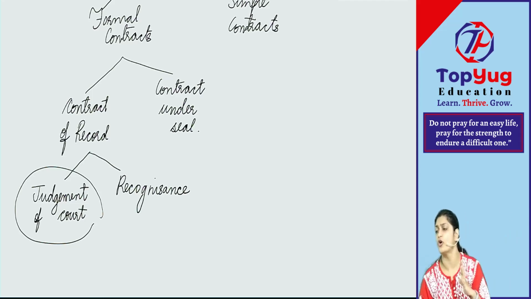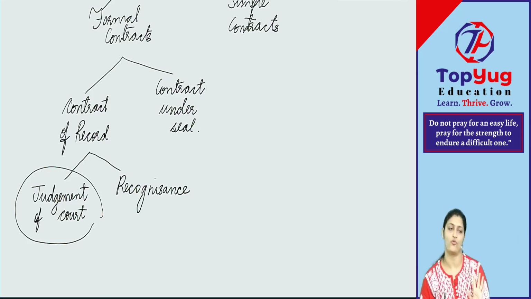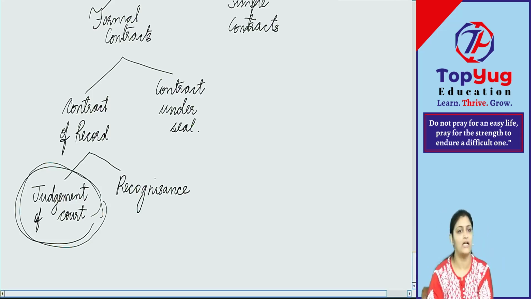There was a decision of court. There is no offer, no acceptance, nothing. But there is a relationship between two parties. How did that relationship come into existence? Because of the judgment of court. Otherwise, there was no relationship. Those types of contracts are known as judgment of court contracts. There is a contract because of judgment of court.